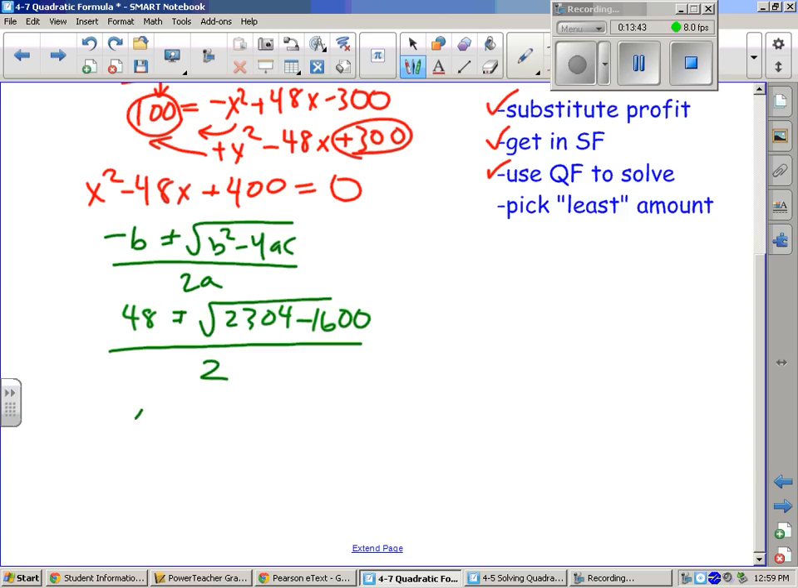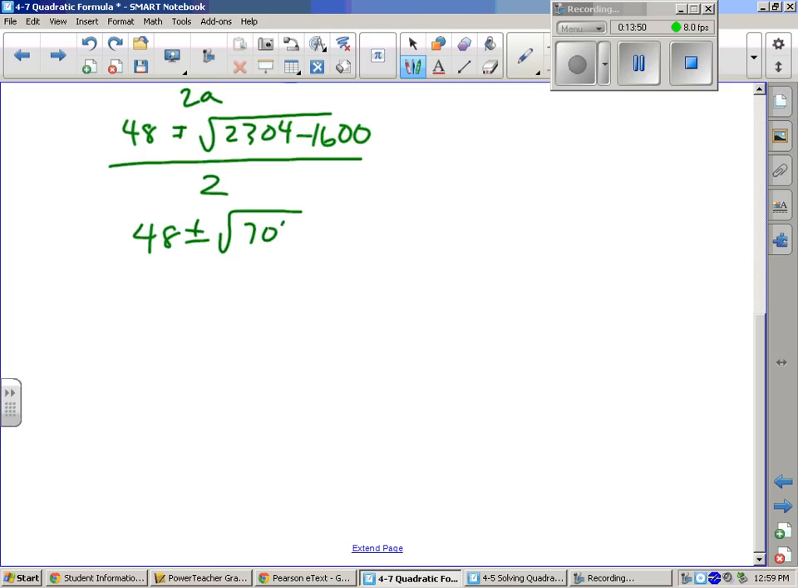Okay, keep going here. 48 plus or minus, under the radical, 2304 minus 1600 is 704. And divide that by 2. Now, 704 is not a perfect square. So we are going to have to use decimals, but this is a real-life situation where we're talking money. So decimals are okay with money. Don't leave it as root 704. Because somebody looking at that in the store is going to ask, how much does this cost? Money is money. So the square root of 704 I figured out to be 26.53.